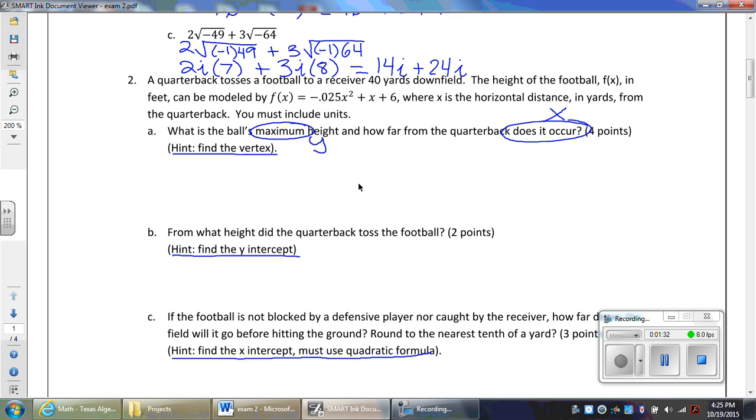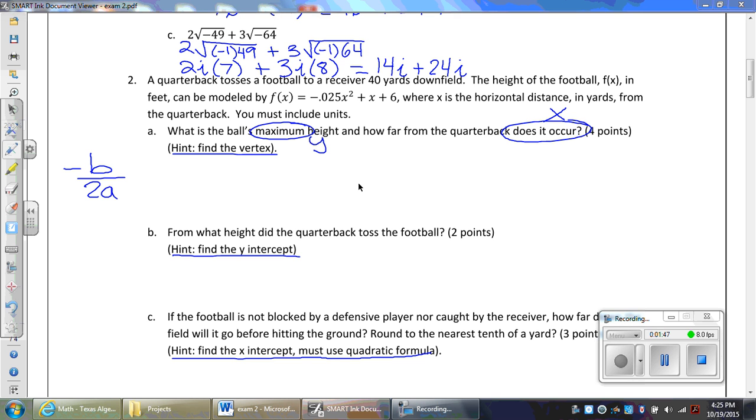All right, now what is the formula for the vertex? That is a formula that you really need to know. Okay, I'm not going to give that to you. And that is negative b over 2a. I'm going to ask you that you please write down the numbers. A is negative 0.025, B is 1, and C is 6.